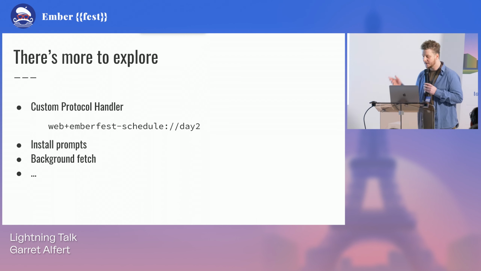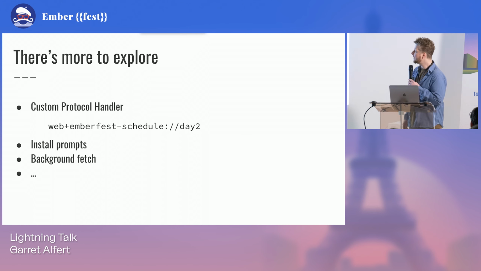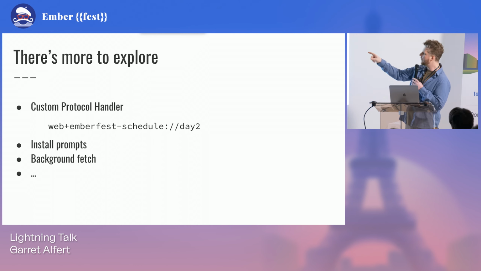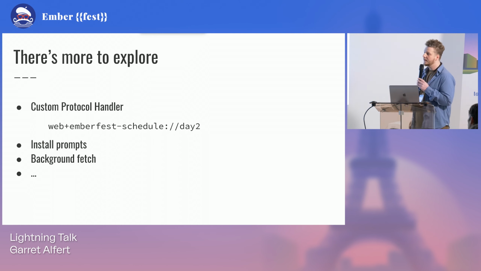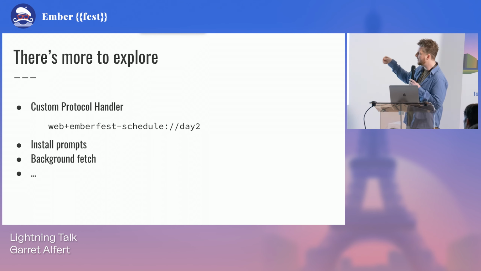Then there's a little bit more that you can also have with the manifest. For example, you can have custom protocol handlers. Links always have to, for security reasons, start with web, but then you can define your own protocol and give links to those and directly deep link into your app, and your router can handle those and put the user not just on the start page, but deep link into the app.